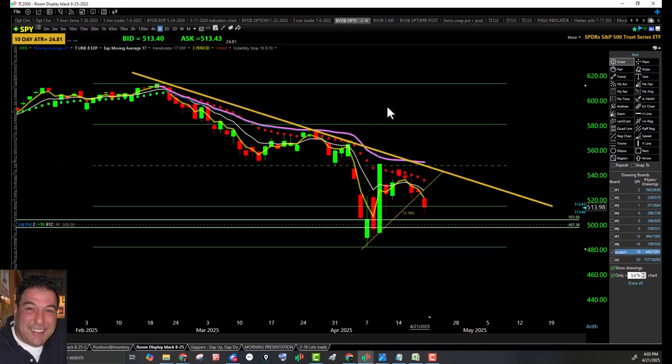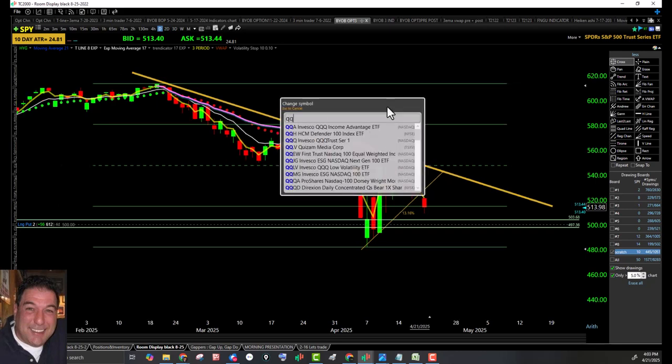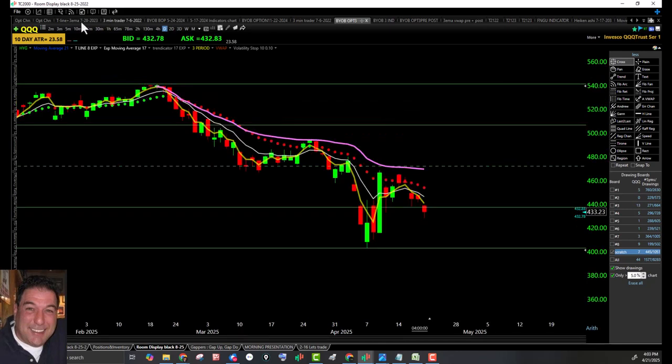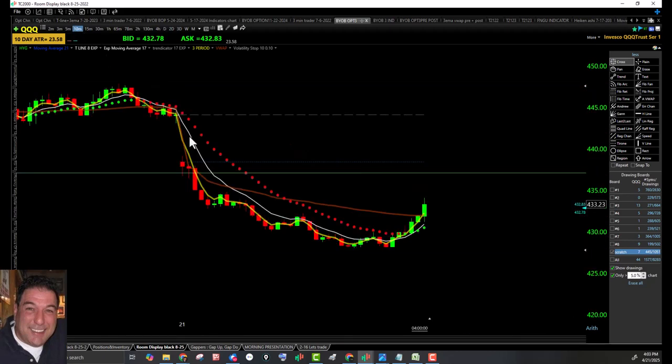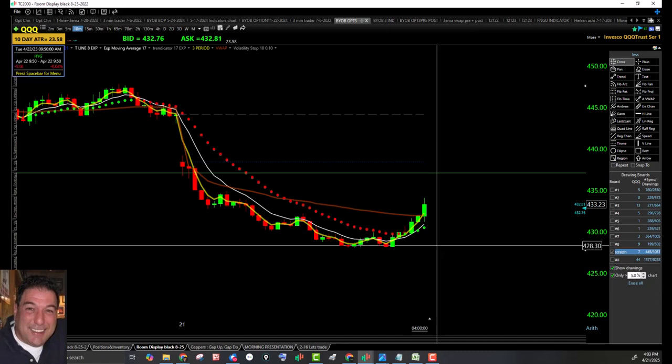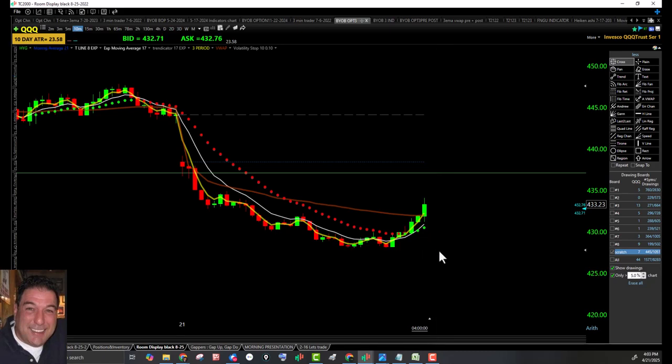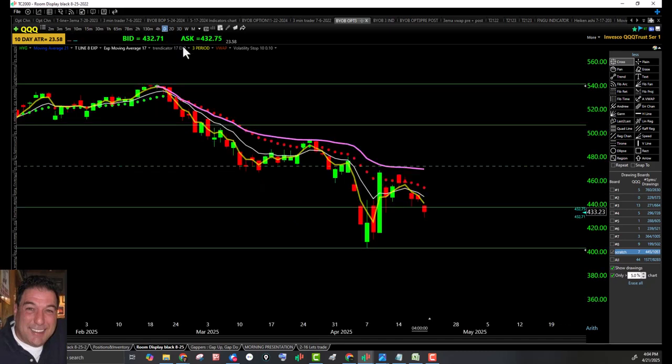Let's take a look at QQQ. Again, on the 10-minute chart, you had a nice 10-minute downtrend under VWAP. Totally a tradable event right there. That's one of our flagship trades. Right down into a double bottom right here at 428. Price action, 10-minute uptrend coming into the close. Take a look at it on the daily chart.